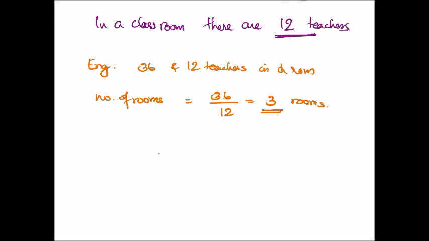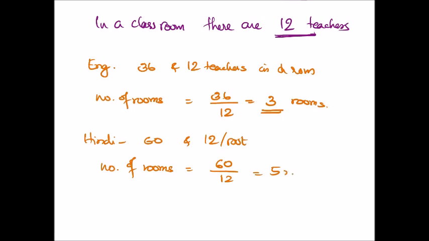English teachers. Now Hindi, there are 60 teachers and 12 per room. Therefore, number of rooms is equal to 60 divided by 12, that's equal to 5 rooms.